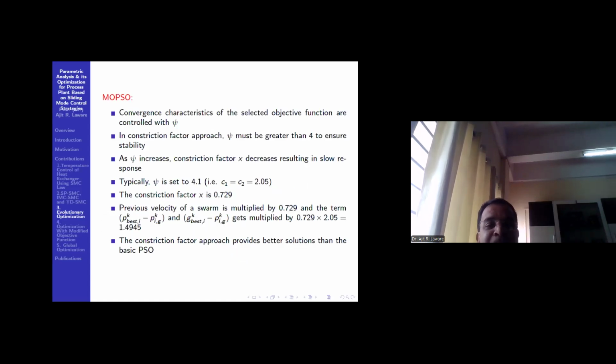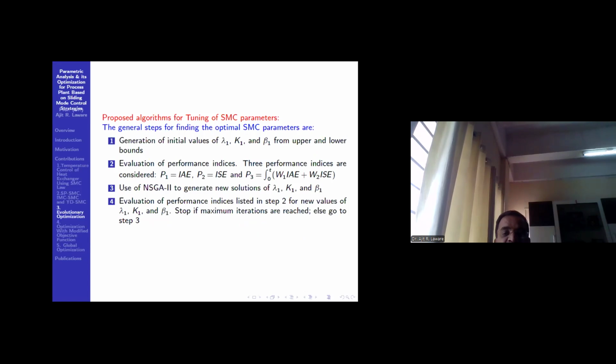So here this psi must be set as 4.1. Already it has been mentioned in Deb's paper, and the constriction factor is 0.729. Okay, so these are the standard guidelines over there, and accordingly you will have to select this one.